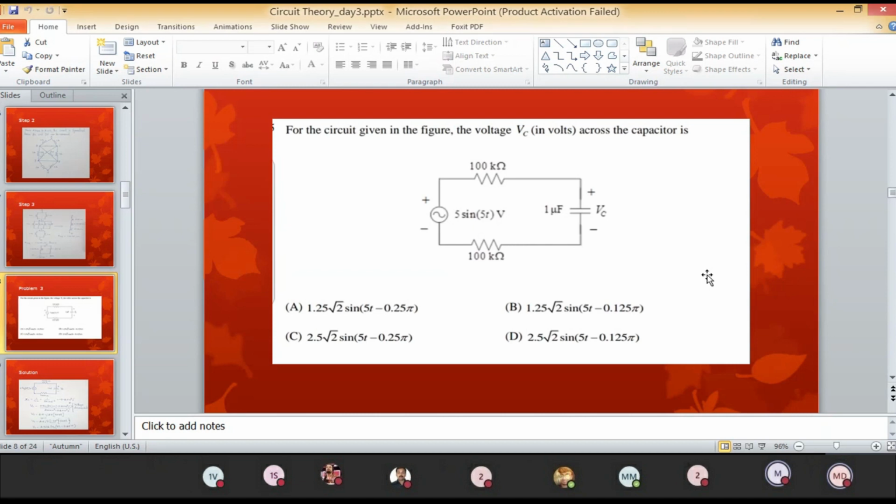See the circuit. For the circuit given in the figure, the voltage across the capacitor is what? Kindly understand one thing. All the three passive elements are connected in series: 100 kilo ohm, 1 microfarad and 100 kilo ohm resistor. All three are connected in series with a voltage source. The question is very simple: the voltage across the capacitor. The input voltage is 5 sin 5t.